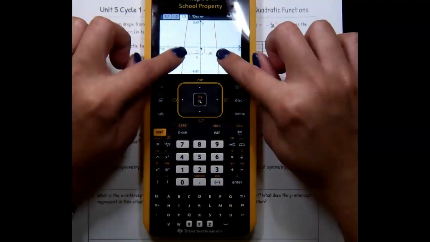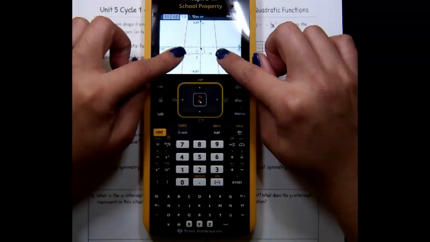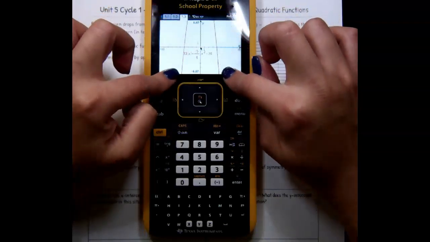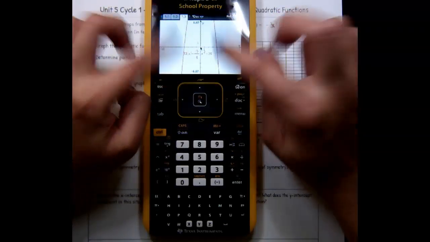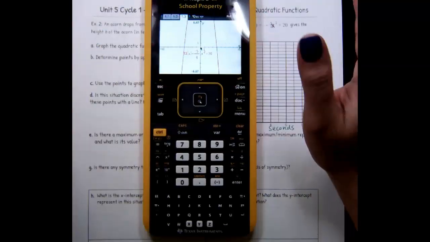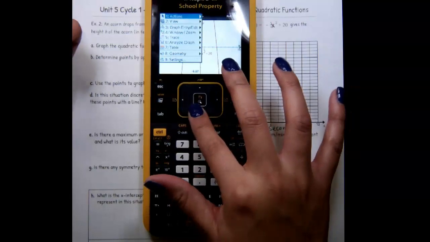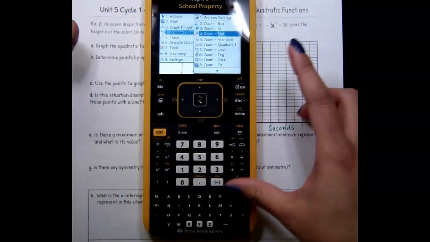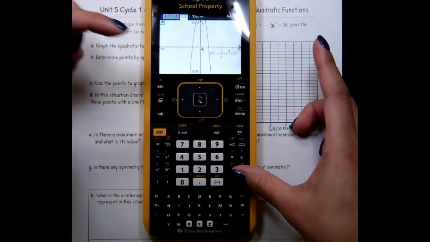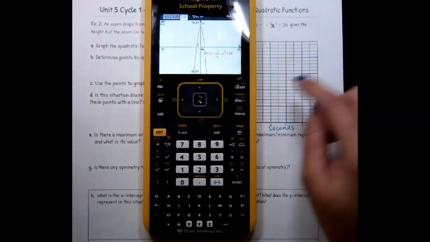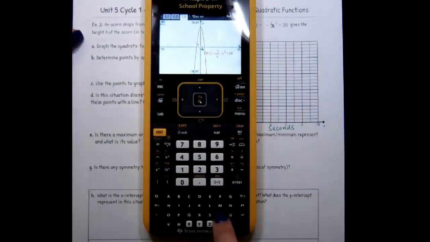Okay, we can see two sides. We don't see the maximum. I know it's a maximum because it gets wider this way and it gets wider towards the bottom, or whatever side it's moving towards. So I'm going to zoom out a little bit. I don't really need to, but if you want to make sure that it's a parabola, zoom out. There's my vertex.